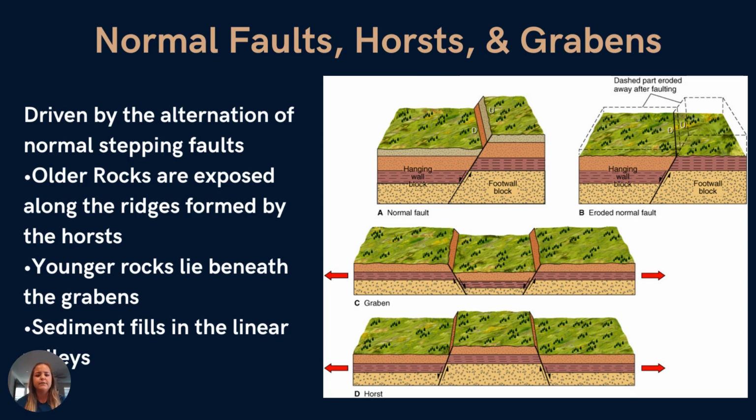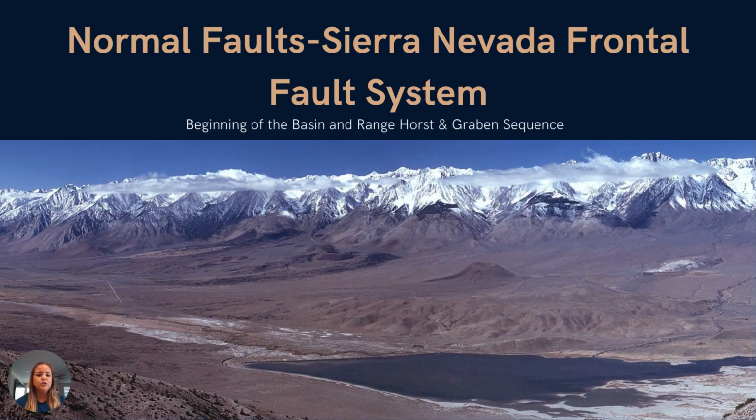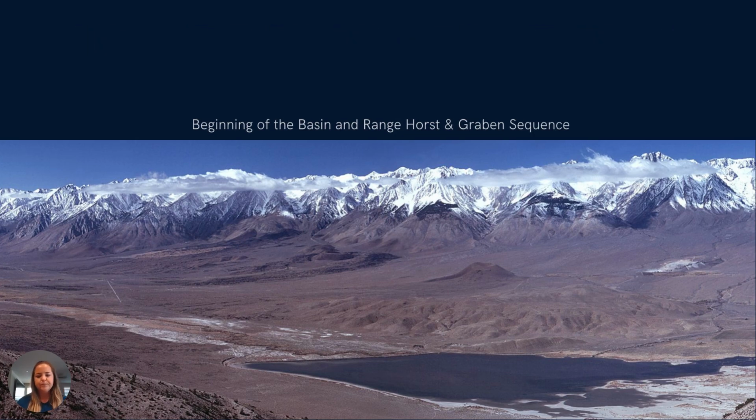If we see a series of these, we can see a full landscape of ridges and then valleys, ridges and valleys, mountains and valleys. And we do have that in California called the Basin and Range. It starts on the eastern side of the Sierra Nevada, along the Sierra Nevada Frontal Fault System, which is the first normal fault in this sequence of a bunch of normal faults that run through the Basin and Range.